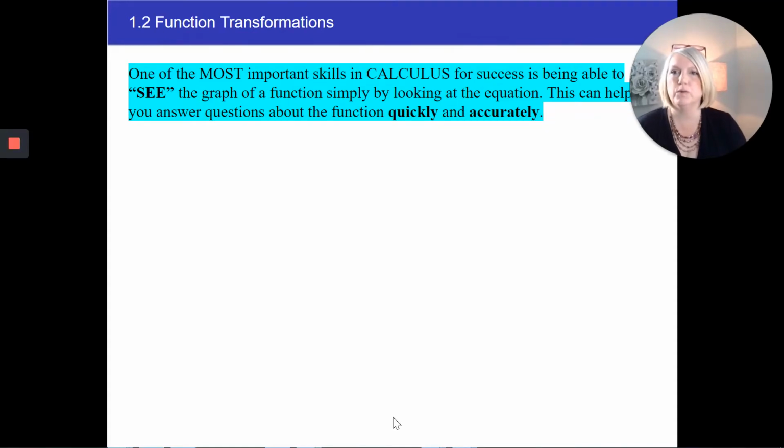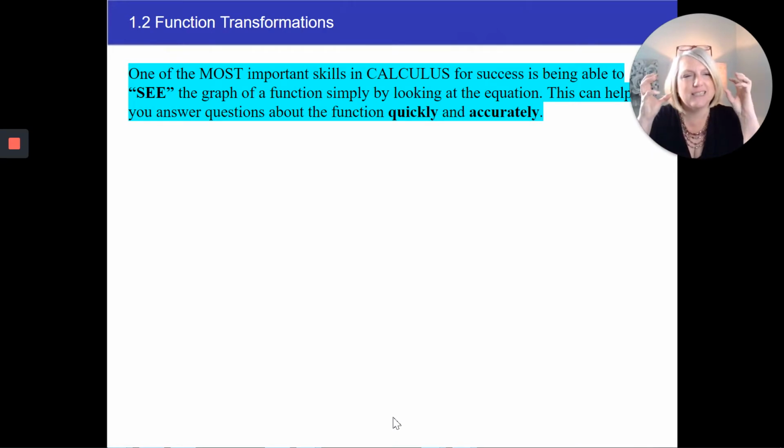Part of the 1.2 function transformations. So we're going to be reviewing how to stretch and shrink and shift up and down, left and right, and some reflections, the different types of things that you learned in both your Algebra 2 classes and in your pre-calc classes. This is one of the most important skills in calculus for success, because when you're looking at a function, you kind of have to have that knowledge of what a function looks like.